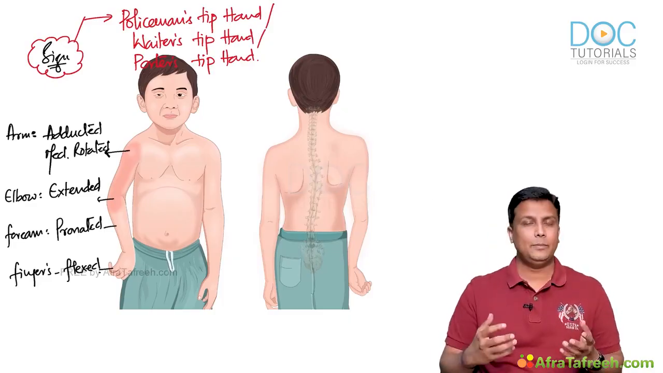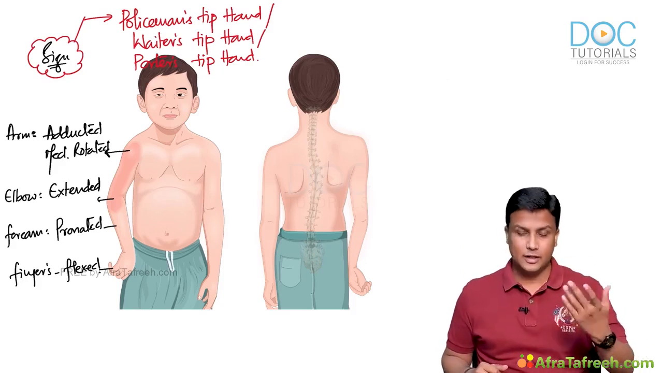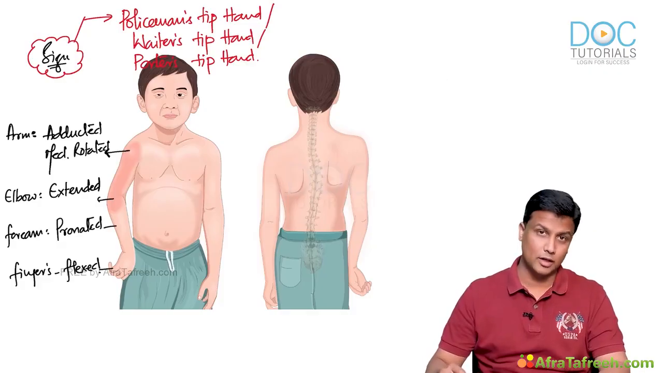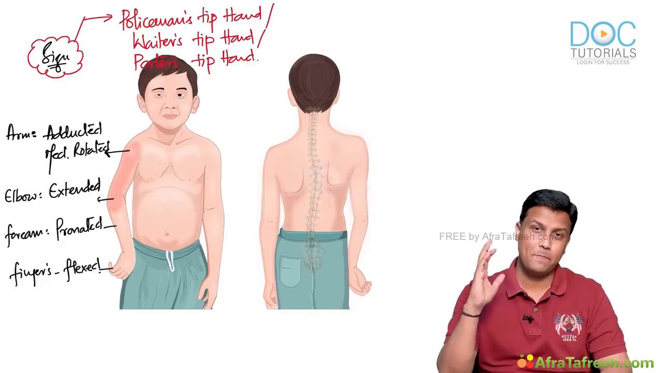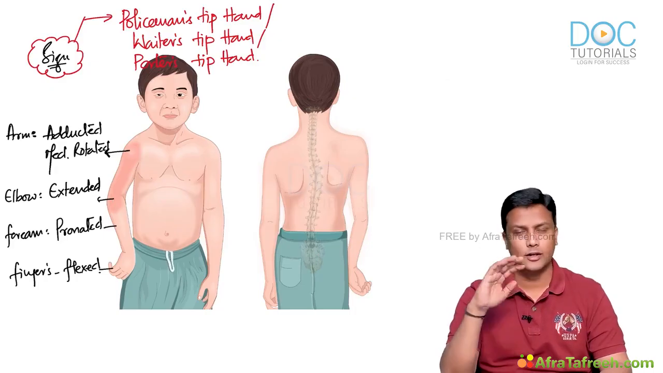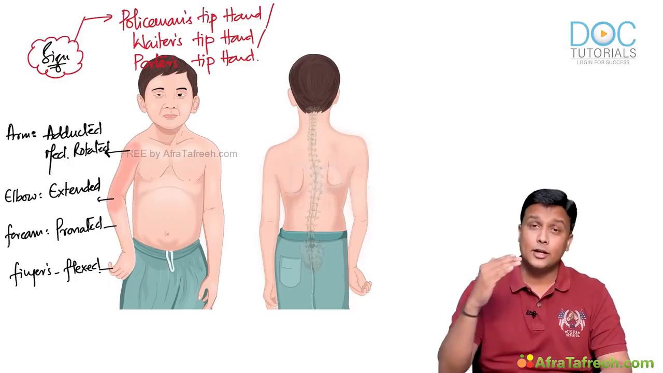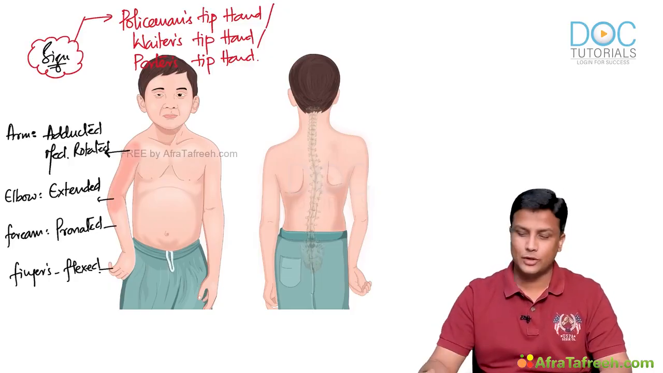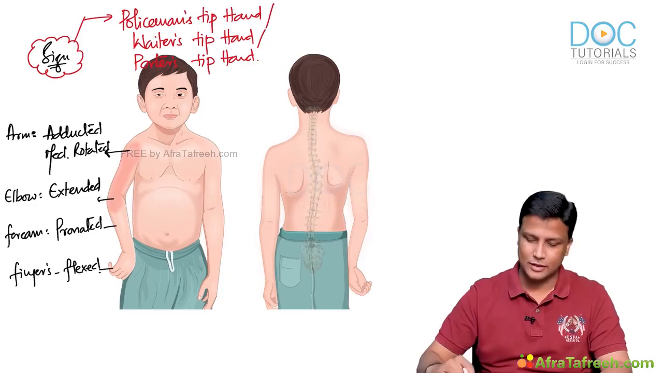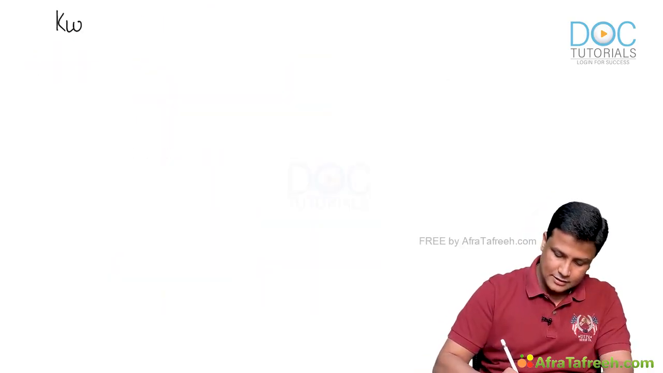Now, what is happening in Erb's paralysis, guys? In Erb's paralysis, there will be injury to which trunk? Upper trunk. Now, sometimes even the lower trunk is also prone to injuries. There will be 3 trunks in the brachial plexus: upper trunk, middle trunk, and the lower trunk. So if there is an injury to the upper trunk, it is Erb's paralysis. Sometimes even the lower trunk will also be injured, and that will lead to another paralysis that is known as Klumpke's paralysis.